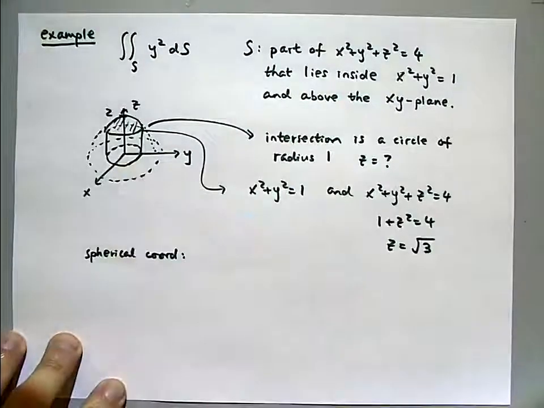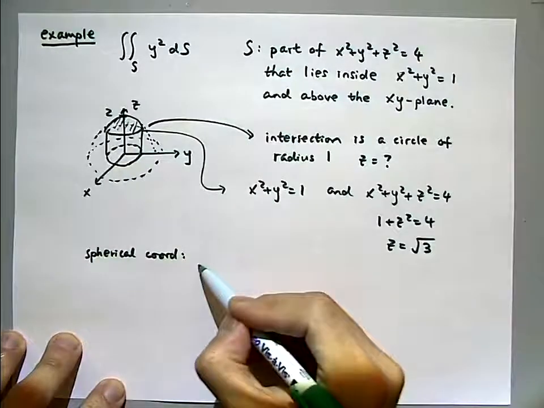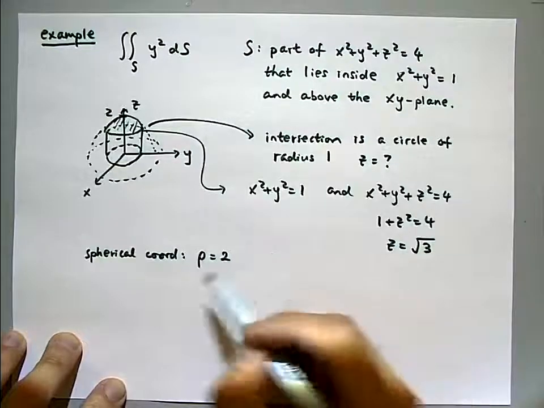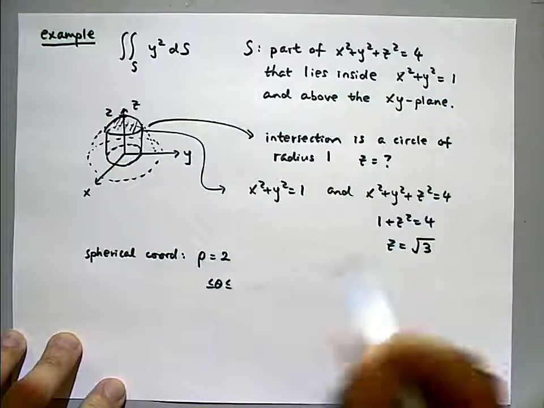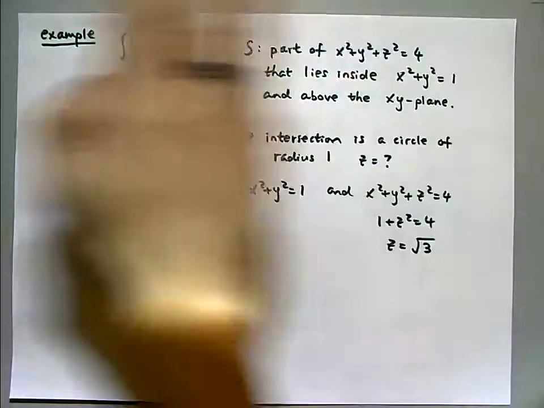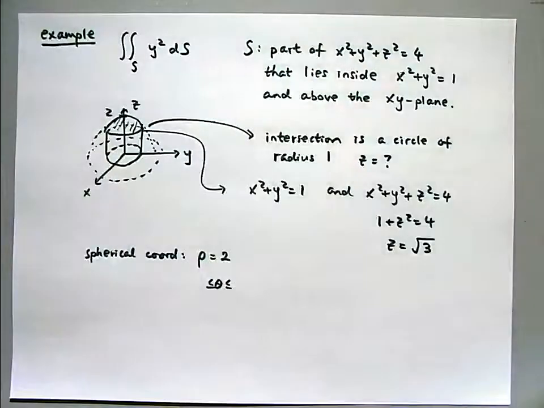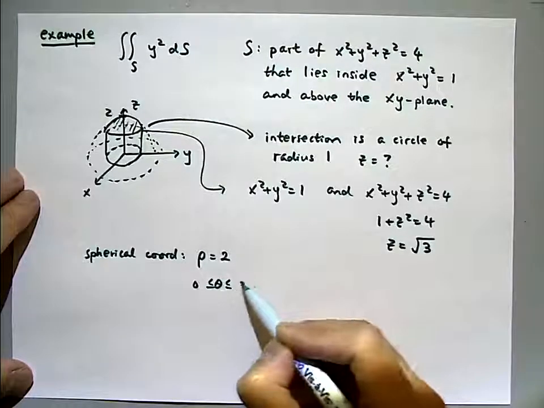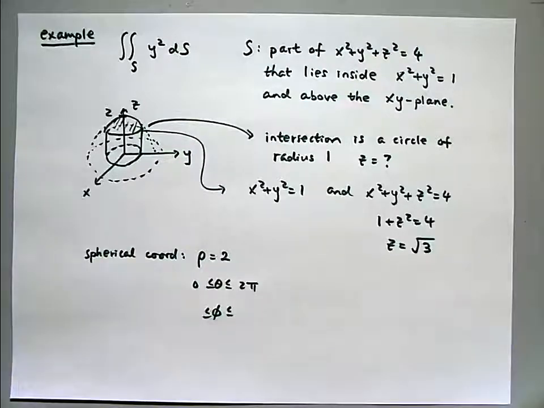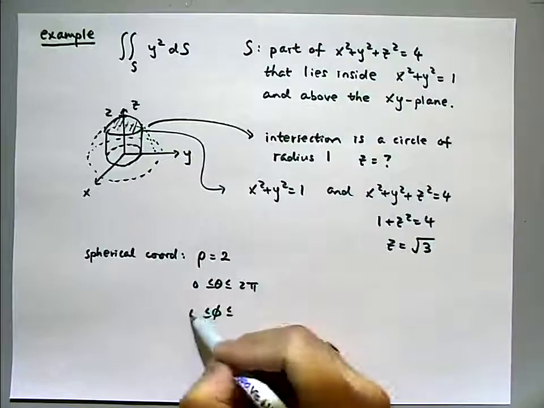All right, so this is a sphere of radius 2. So rho is always equal to 2. What would the bounds for theta be? Theta is on the xy plane moving clockwise. 0 to 2 pi, right? What about phi? 0 to what?